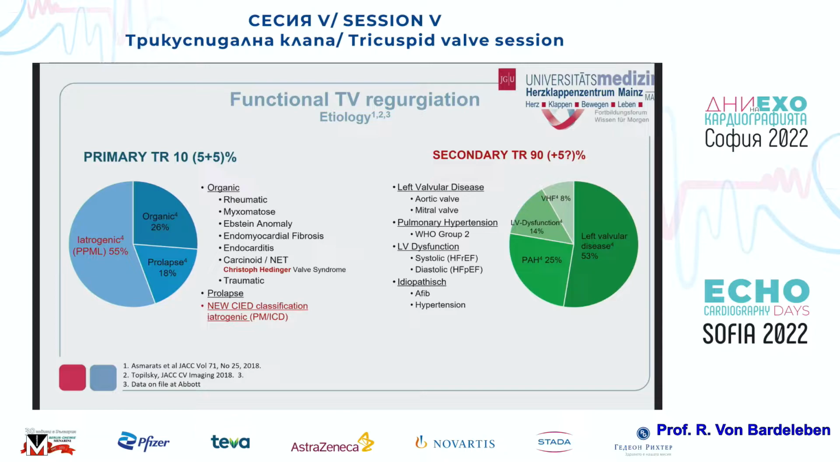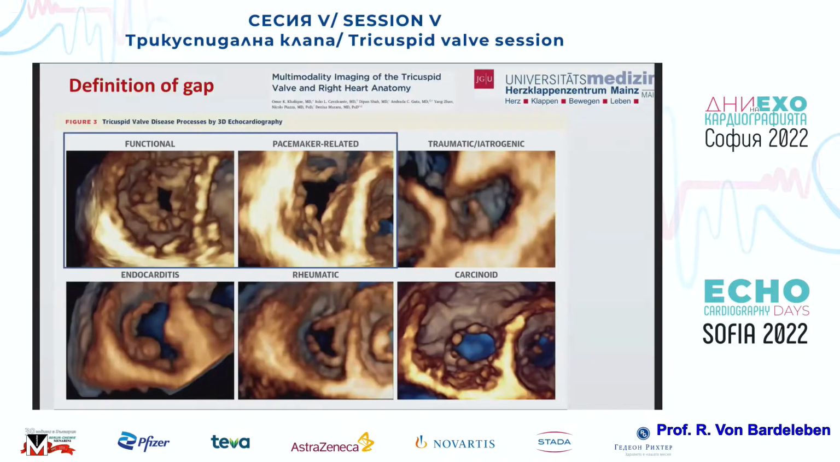So it's vital, and in our institution a must, to have an invasive right heart catheterization before you do any tricuspid valve treatment, may it be surgical or transcatheter intervention. You've seen a small excerpt of this very nice publication by Omar Khalique, which I highly recommend you to read. And you see functional and pacemaker related as the main situation.